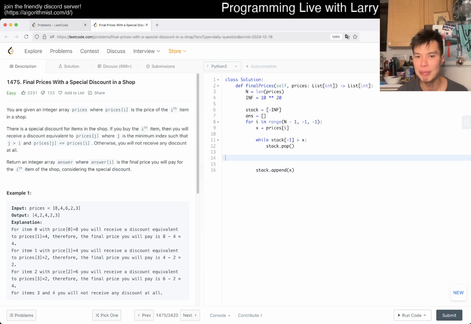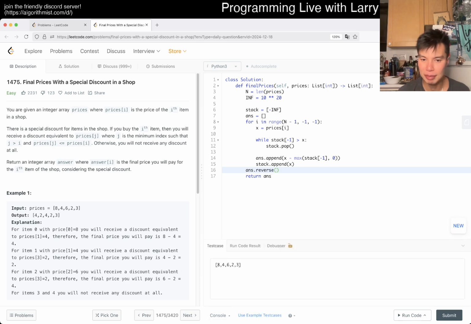But also that means that the top of the stack is your discount. So I guess we do have to write this anyway. If the top of the stack is greater than 0, you get a discount, so that means x minus stack of -1, right? Otherwise, you get no discount. I guess you could write this as this or something, right? So yeah, that's pretty much it, really. And then you have to reverse it, right? Because we were going backwards. But that's it, right?